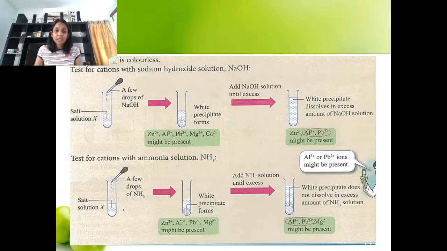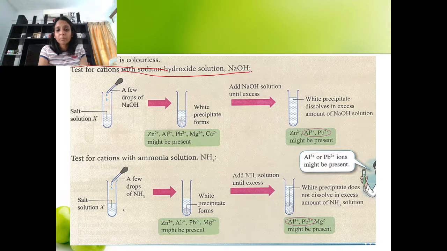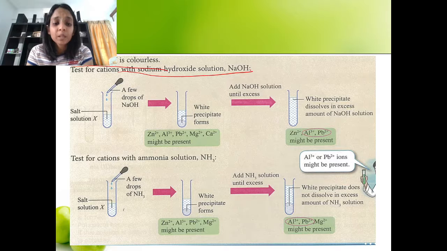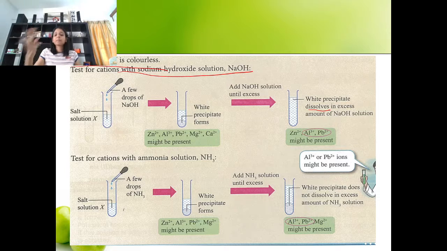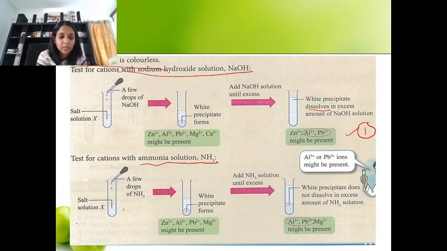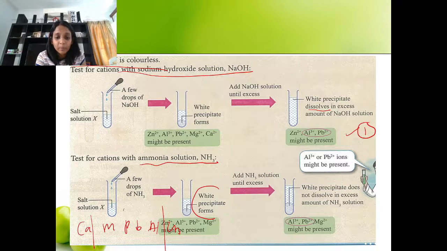Another difficult one: I have another colorless solution. When I put in sodium hydroxide, teacher will get campus. I put in excess, it dissolves. Remember just now calcium and magnesium did not dissolve. Now it will be lead, aluminium or zinc that dissolves. This is test number 1. Test number 2, I do with ammonia. I put a few drops of ammonia and I get a white precipitate. Remember, for ammonia we also use the same method, I cut the side and it says white precipitates form.